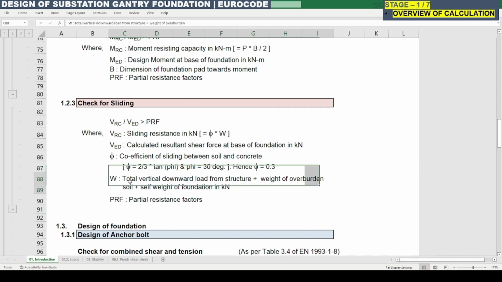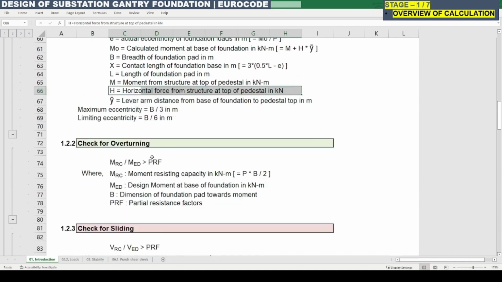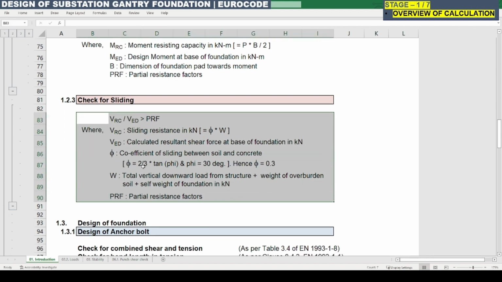and multiplying it with the total weight of the structure, weight of overburden soil plus weight of foundation, we will get this VRC. And VED is the calculated shear force at the base of foundation. That is nothing but the H which we had calculated, which we had extracted from the structure. So if this condition, VRC divided by VED, that is sliding resistance divided by design shear, is greater than the partial resistance factors, then this foundation is safe in sliding.